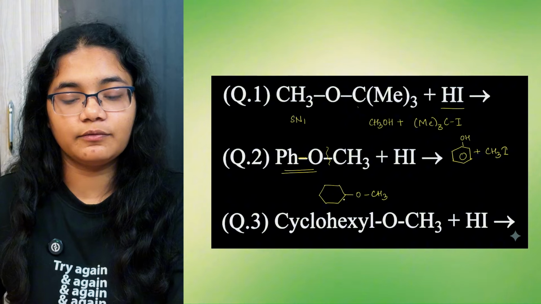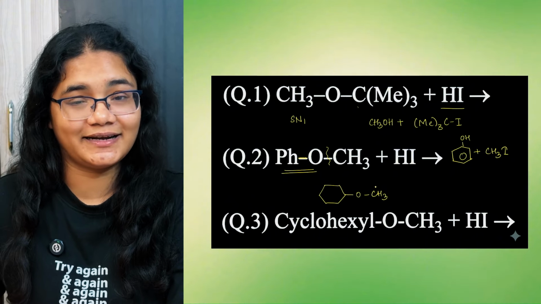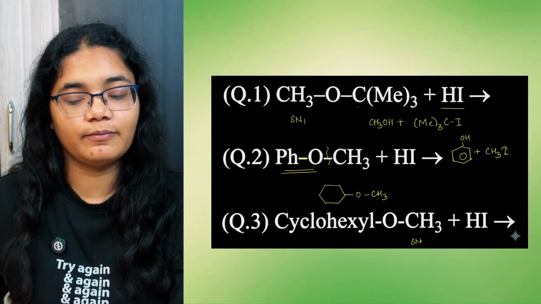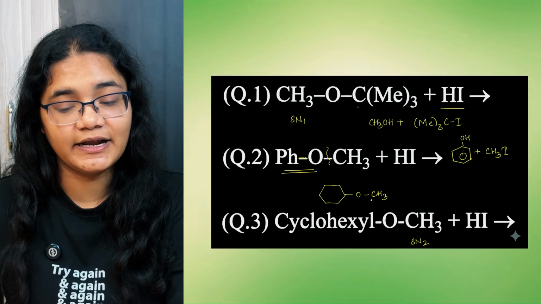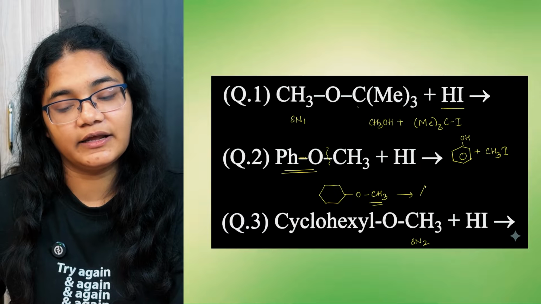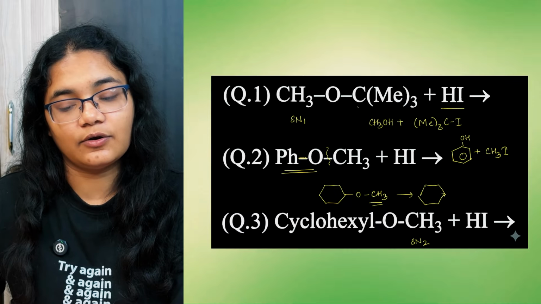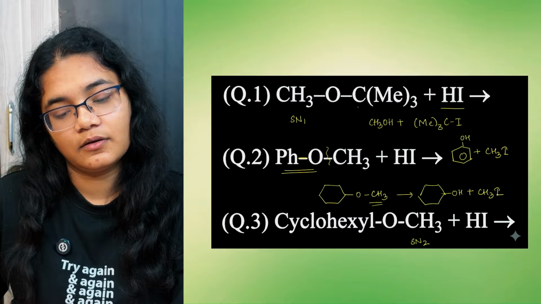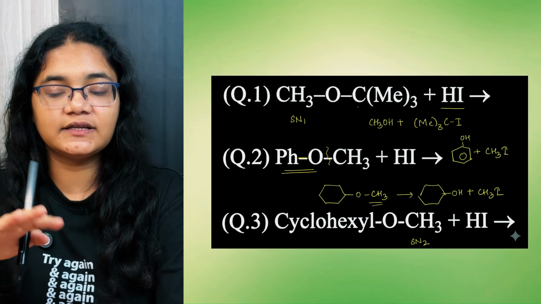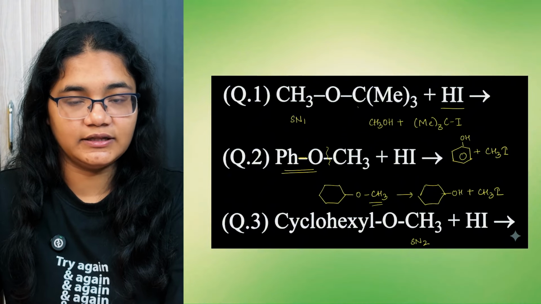Okay, now here what will happen, you can see this side it is secondary, this side it is primary, so the reaction will follow the SN2 mechanism, and that means the I minus will attack on the less hindered side. So I minus will attack on this side and you will get the product cyclohexanol plus CH3I. Okay, so that is how we can discuss the cleavage of ethers.